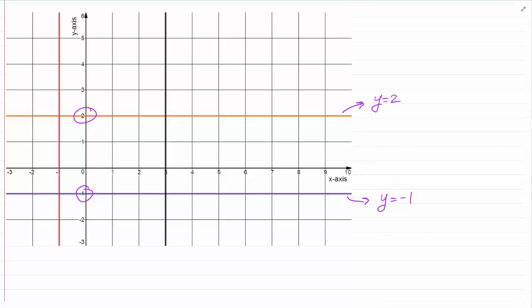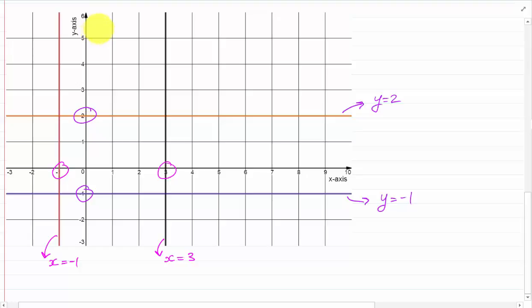And then going vertically, I have a black line here, and that crosses at 3. So this is the function x equals 3. And I have a red line here, and that crosses at -1. So this is the function x equals -1. So you can see how easy that is, and how easy it is to identify lines.